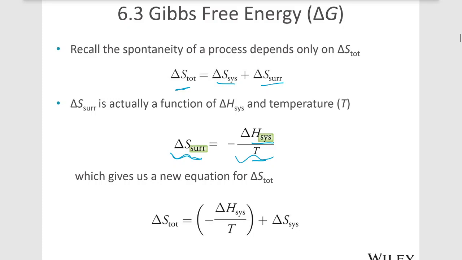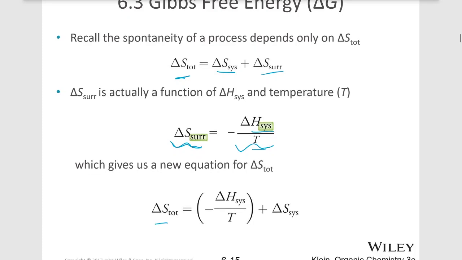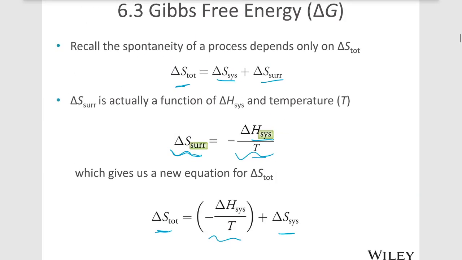Okay, so if we do that, we can say the total delta S is equal to negative delta H for the system divided by T plus delta S for the system. And then if we rearrange that equation and do some plugging in, we get our final equation, which is delta G equals delta H minus T delta S. Again, your book doesn't go into the actual derivation of that equation, but if you're interested, you can look into that with some outside resources.